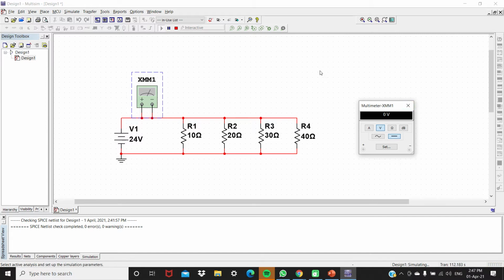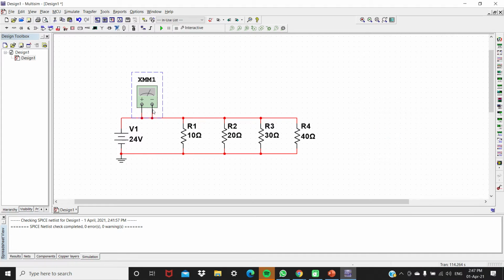So good. Now let's connect one point to the other. Put it back, and then go back. There we go. Okay. Now let's look at the voltage.